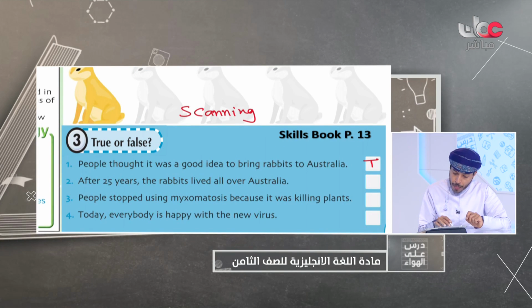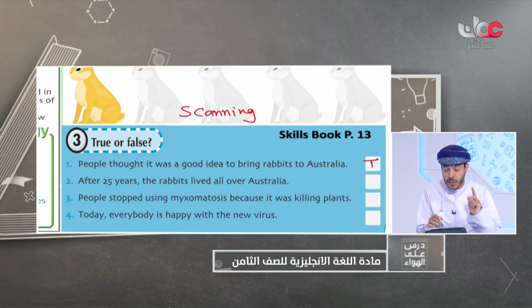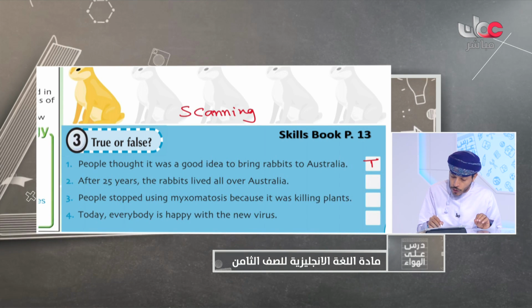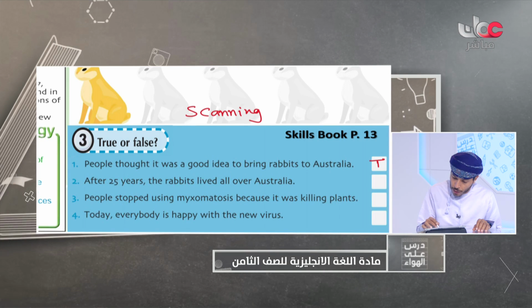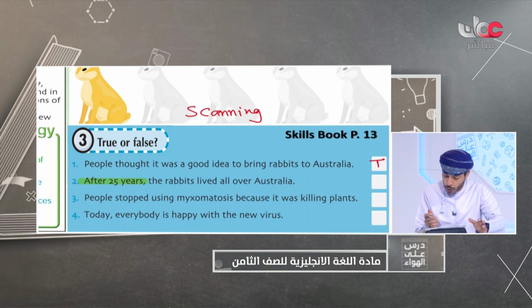Good. And this is one of the reading strategies that we have to pay attention to, which is using numbers. And here we have after 25 years. So look at this one, please. After 25 years, what happened?